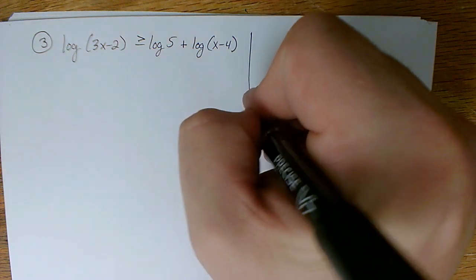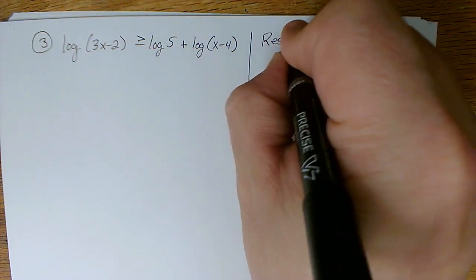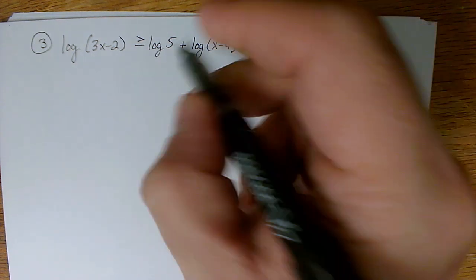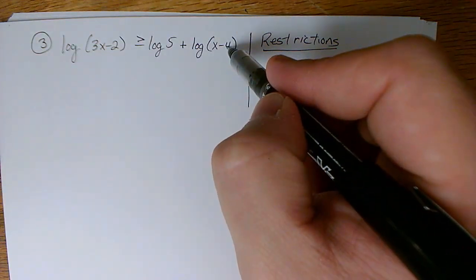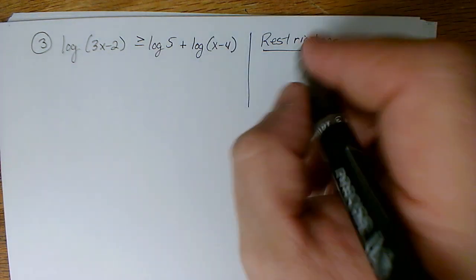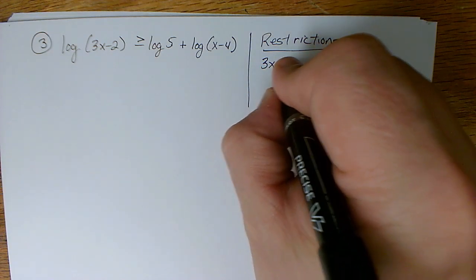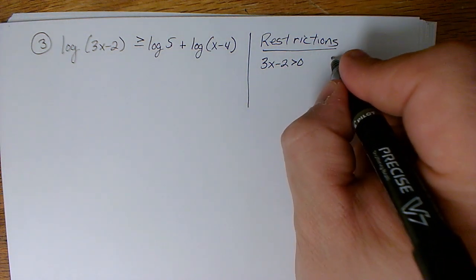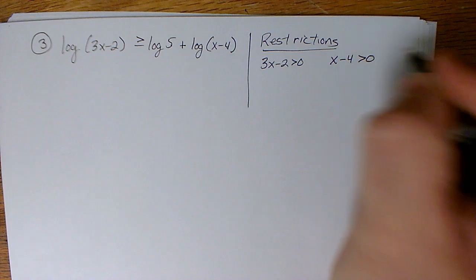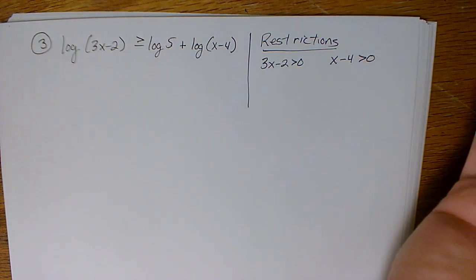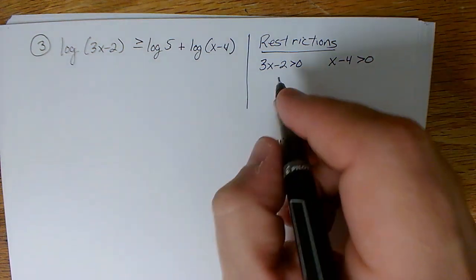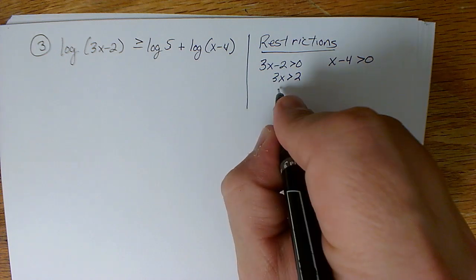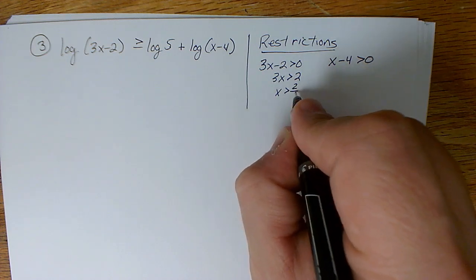So the unfortunate side of things is we got to figure out the restrictions again, and we're going to set up 2 inequalities. We don't have to worry about the 5 because there's no x, but we have to know that 3x minus 2 has to be greater than 0, and we also need to know that x minus 4 has to be greater than 0. So anything that's logged, you got to look for the restrictions. This would end up being 3x is greater than 2. Divide both sides by 3, x would be greater than 2/3.